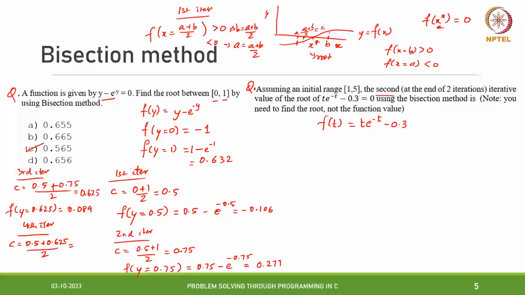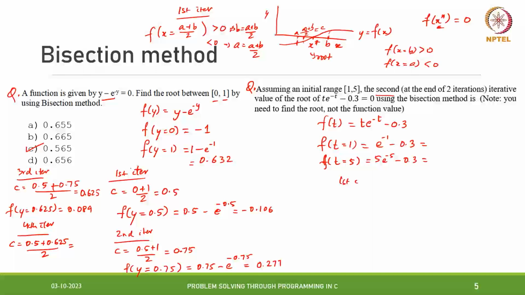Okay. Now your a and b is already given. The initial range is given. So I need to calculate the value of f at t equals 1. So it will be 1 into e to the power minus 1 minus 0.3. So whatever this will be. And I need to calculate the value of f at t equals 5. So basically 5 e to the power minus 5 minus 0.3. So this is the first step.